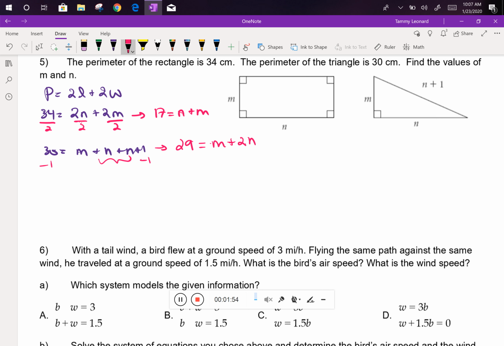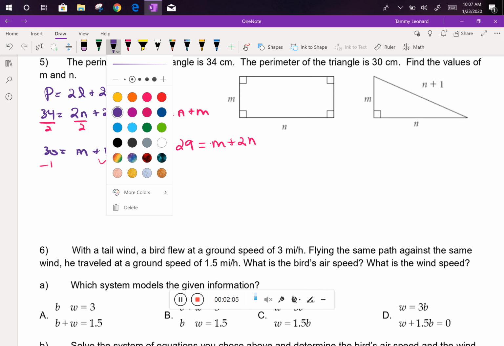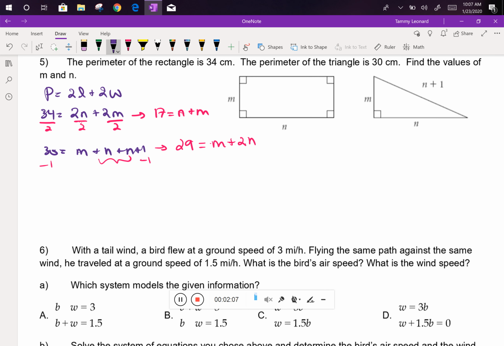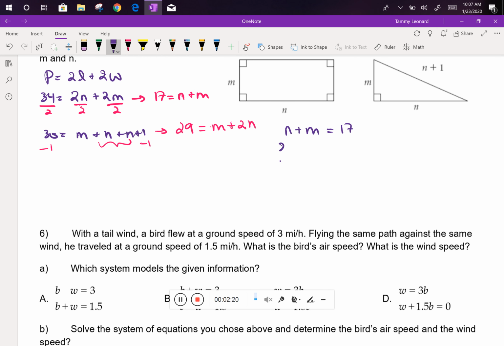Now, at first glance, it might not be obvious how to find m and n, but if we rewrite these equations in a more typical standard form, which they are almost already, we'd probably be able to see that we can use elimination. So for example, this first equation is n plus m equals 17. And if I write the second equation in the same order, it's 2n plus m equals 29.